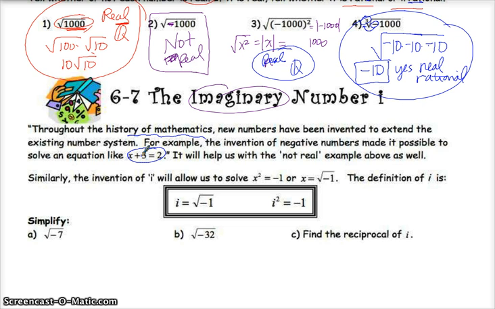So they created the integer to try to figure that out, right? So -1 plus 3, so they created the integers. So now, well, how can we deal with a not real situation? Well, they create the imaginary number.